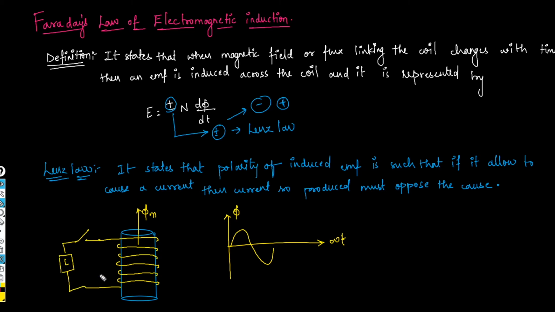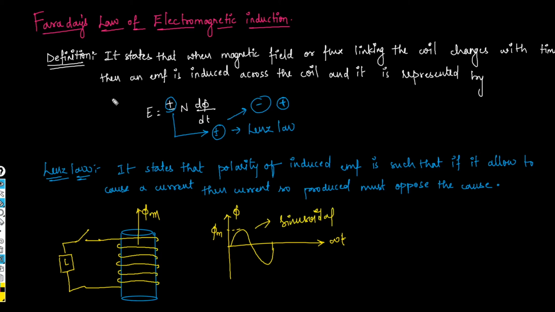Now, according to Faraday's law of electromagnetic induction, whenever the flux linking a coil changes with time, then an EMF is induced across the coil. So I am assuming that there is a flux linking this particular coil. This is only an assumption, and we should not ask where this flux phi m suddenly came from. Just assume that flux phi m is there, which is linking with the coil, and the nature of this flux is varying with respect to time, and I have considered it to be varying sinusoidally.